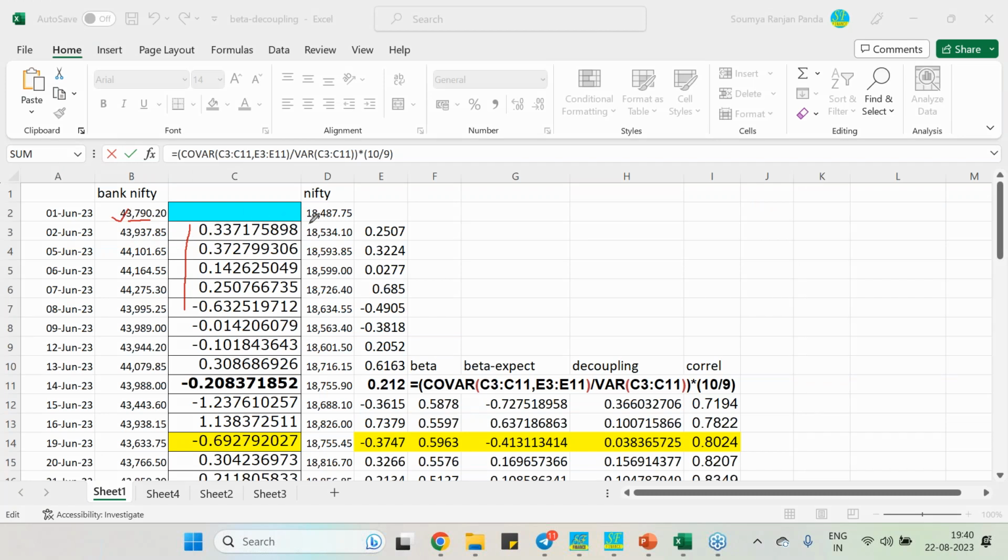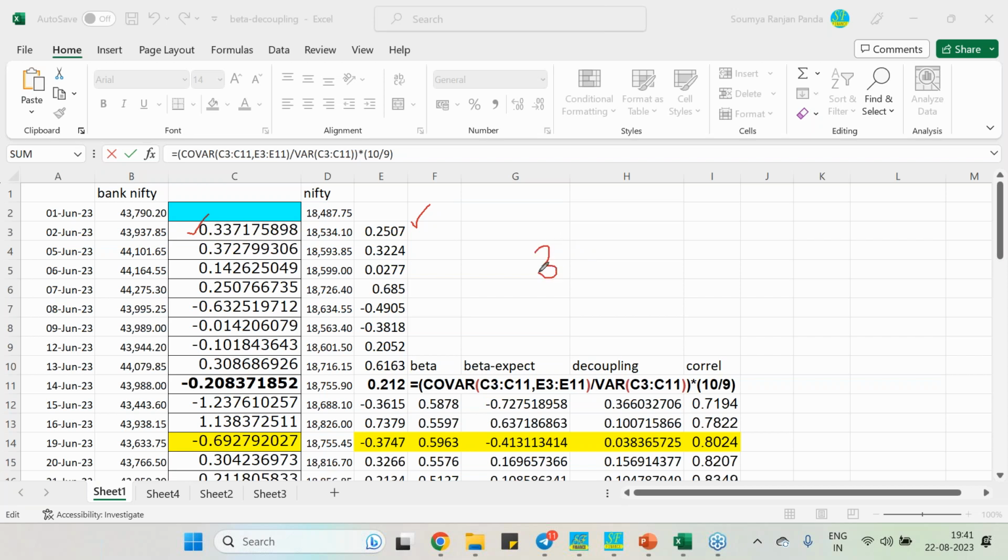Price is 43,000 and 18,000, so both have a great difference. One is 2.5 times more than the other. So we want a normalization. We are not bothered about that number, 43,000, 18,000, 19,000, 20,000. Whatever may be the number, we want how much percentage of oscillation they have given every day. Then we use covariance divided by variance.